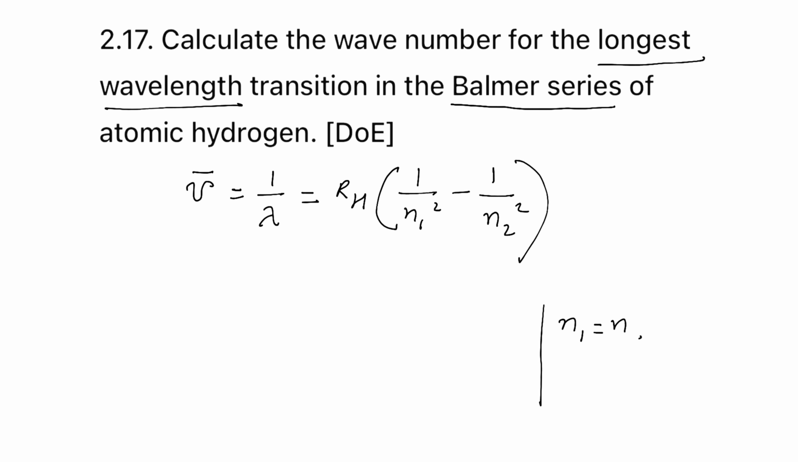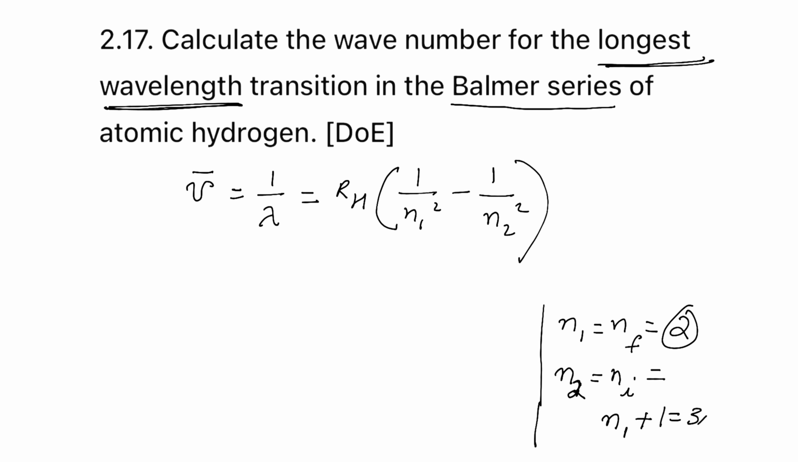n1 means n final, right? Not n initial. For Balmer series, what is n final? It is 2. Balmer series, right? Now what is n initial? n initial means n2. Okay, what is that? See, question says that we are getting longest wavelength. Longest wavelength means n2 is equal to n1 plus 1. So here it will be what? 2 plus 1. So it should be 3.